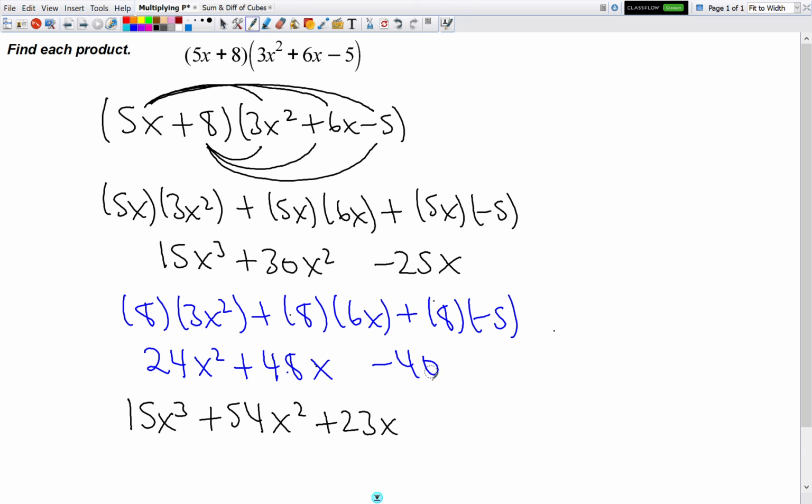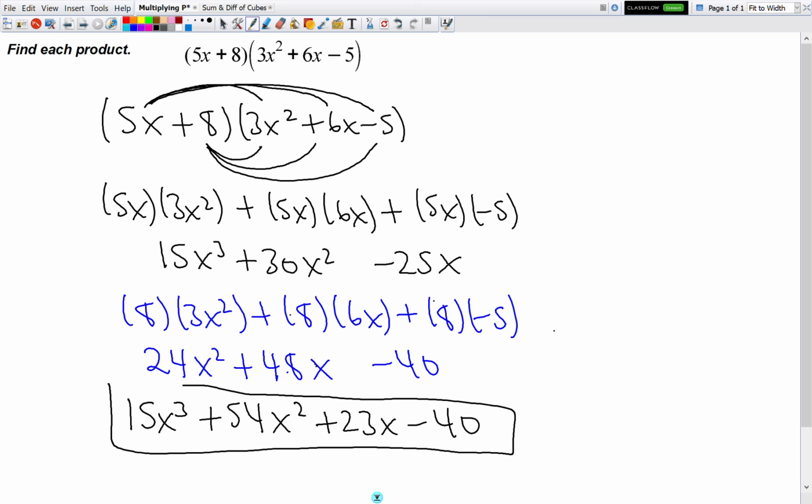So let's check this blue line. Is there any term that hasn't been accounted for or used yet? We did the 24x squared. It helped to make the 54. We did the 48x. It helped to make the 23x. Did we use the negative 40 though? No, we didn't. So let's put a negative 40 on the back end. And we're done.